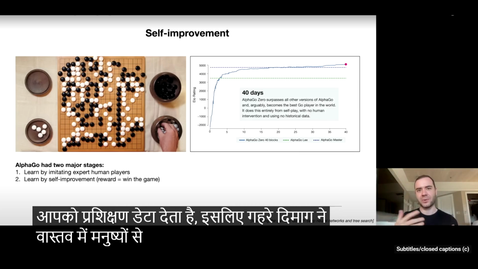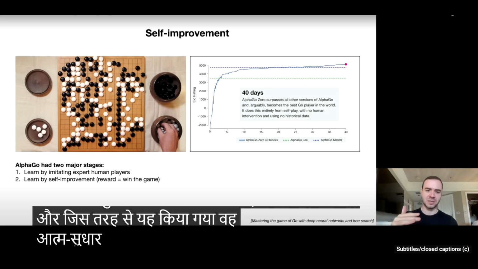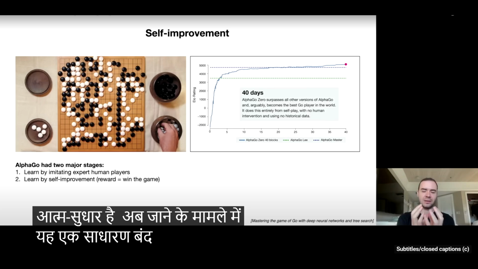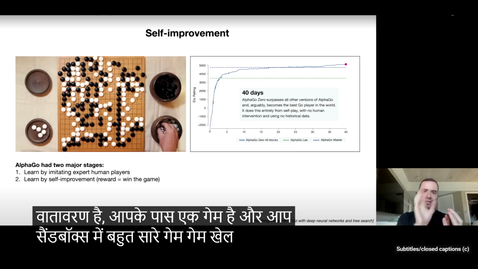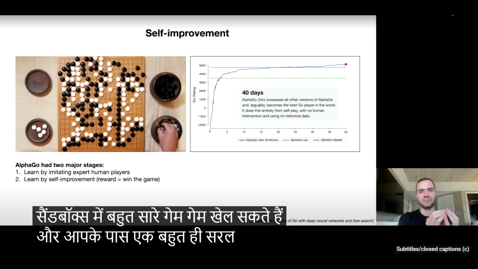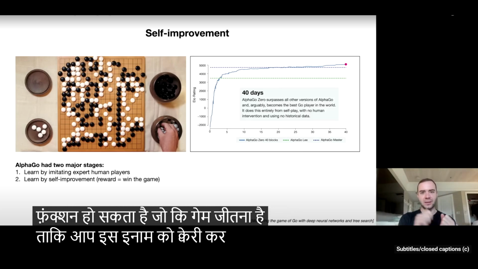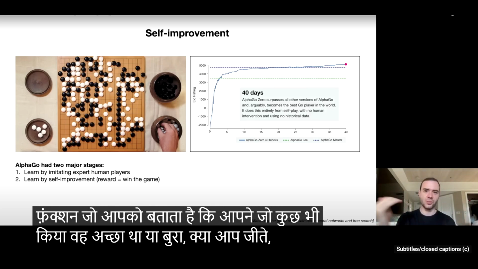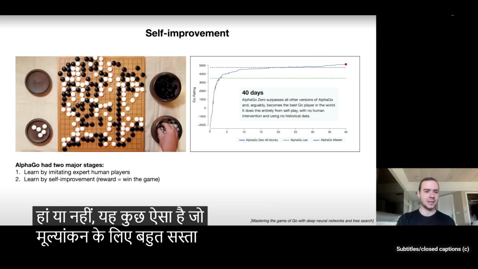So DeepMind figured out a way to actually surpass humans, and the way this was done is by self-improvement. Now, in the case of Go, this is a simple, closed sandbox environment. You have a game, and you can play lots of games in the sandbox, and you can have a very simple reward function, which is just winning the game. So you can query this reward function that tells you if whatever you've done was good or bad. Did you win? Yes or no? This is something that is available, very cheap to evaluate, and automatic.